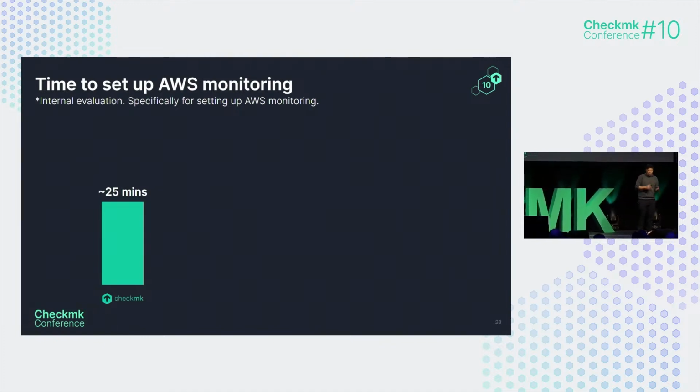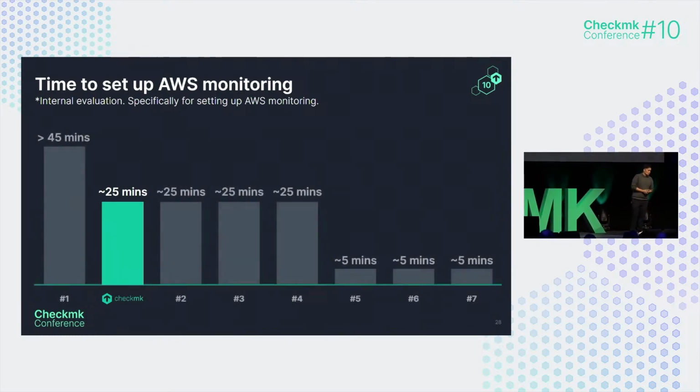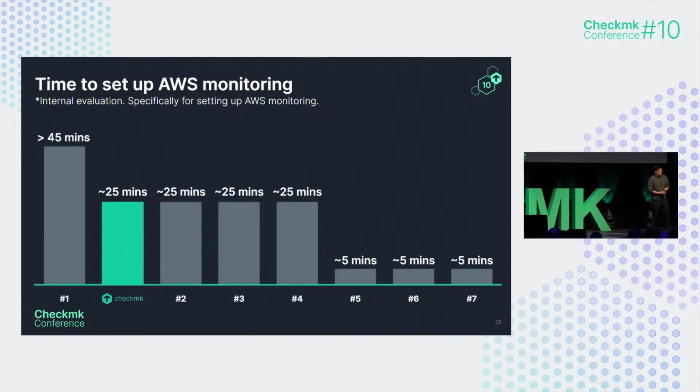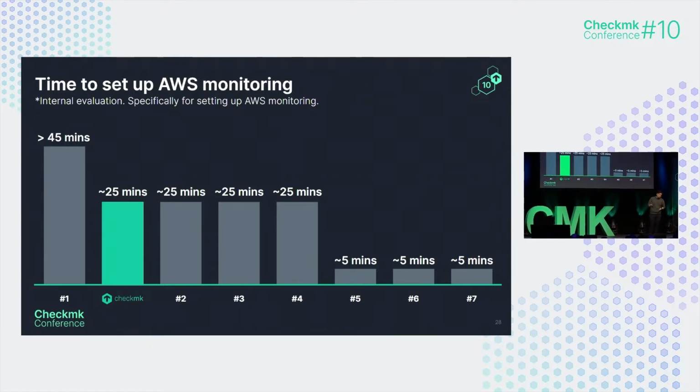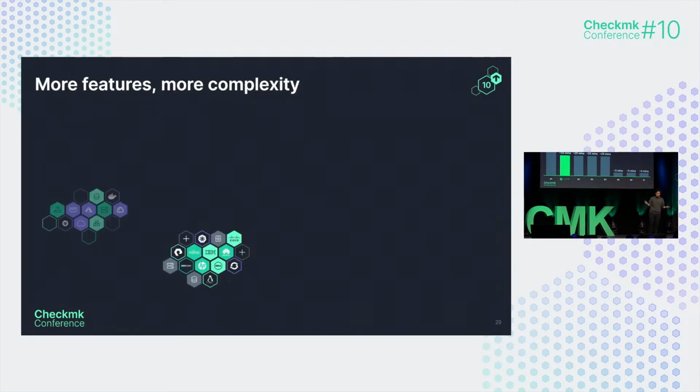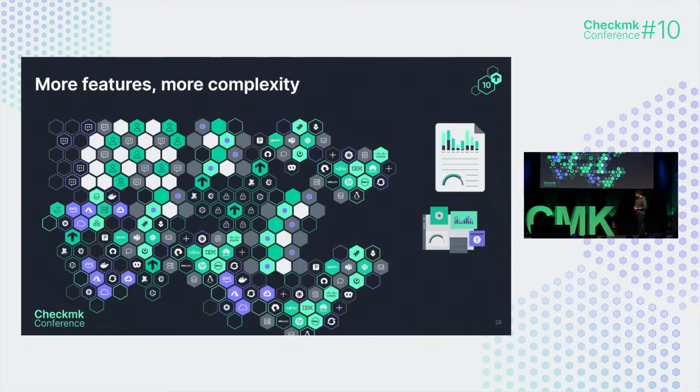And then I was curious. I tried other monitoring products, and I plotted out the time. How long does it take for me to set up AWS monitoring in our closest peers, probably? So the good news is we're not the worst, but at the same time, we're also not the best. And it's actually nobody's fault, because the more features you have, the more complex the product gets. That's just like the rule of law, right?